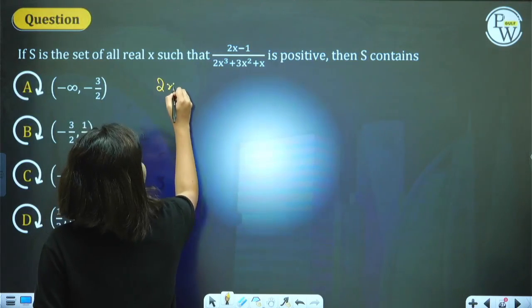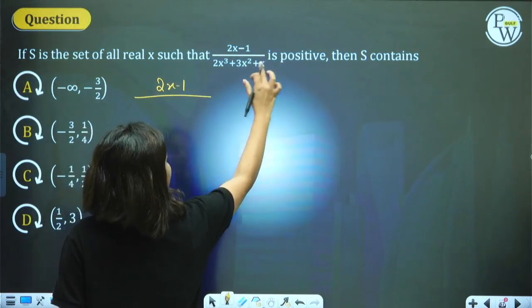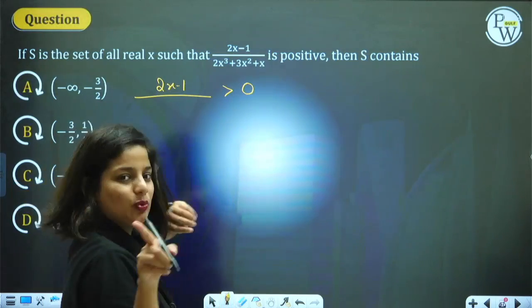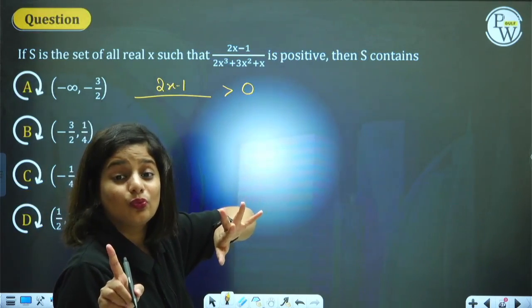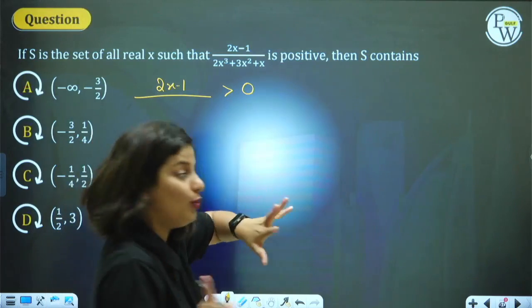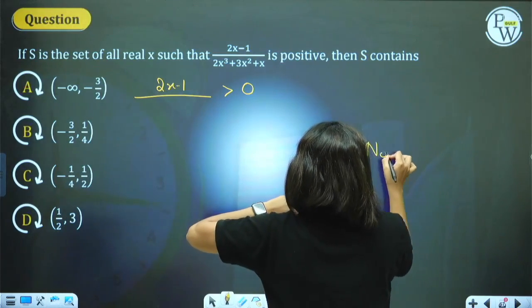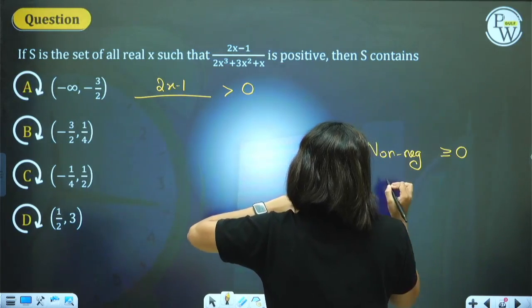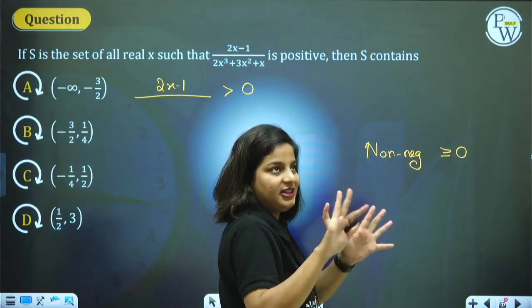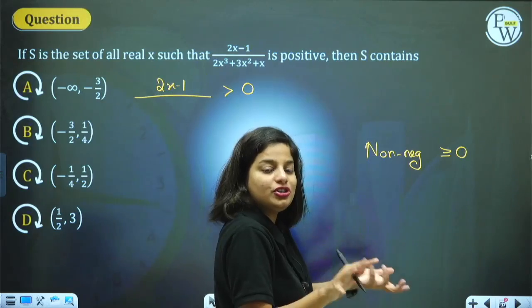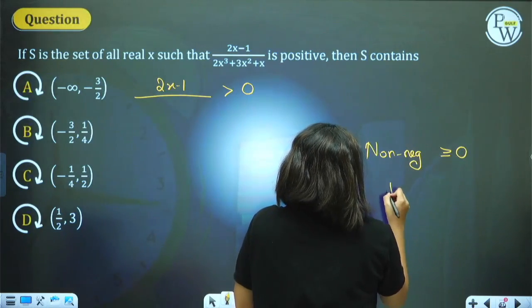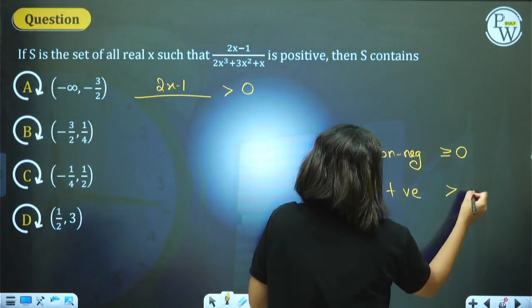Numerator 2x minus 1 upon, they have said this is positive. Positive means greater than 0. Will it be equal to 0? Non-negative means equal to 0 is allowed. I hope you understand this. When I say non-negative, it means greater than or equal to 0. It cannot be negative, everything except negative. So 0 is neither negative nor positive. When they say positive, it means simply greater than 0.